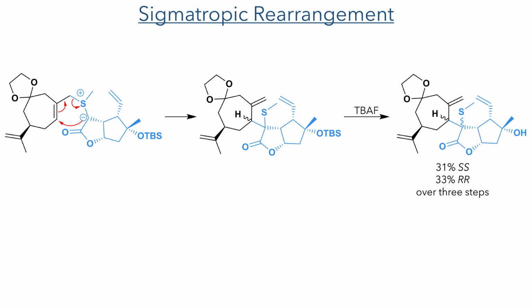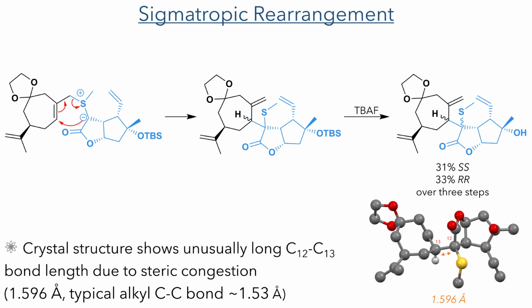This was successful in forming the sterically hindered carbon-carbon bond, and the product was deprotected using TBAF, which allowed the different isomers to be isolated. Overall, this formed the SS isomer in a 31% yield, with a 33% yield of the RR isomer. The RR isomer was crystallized to confirm its stereochemistry, and this revealed an unusually long bond between the C12 and C13 carbons. This is due to the stereocongestion around this bond.